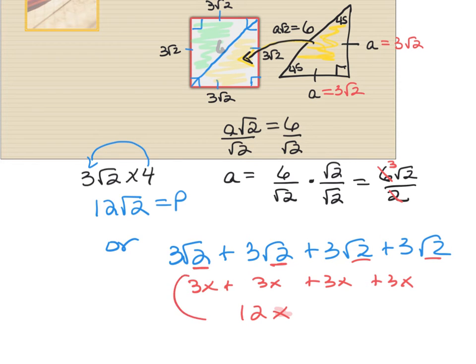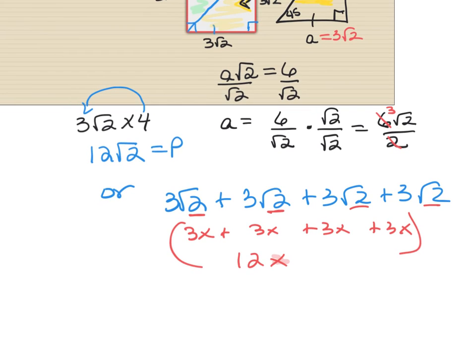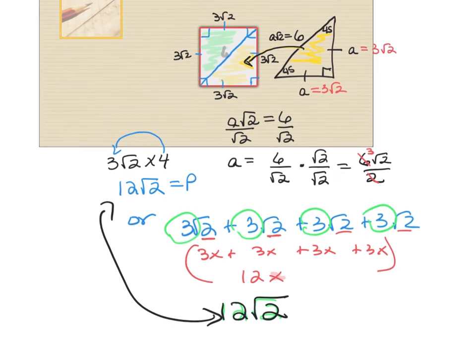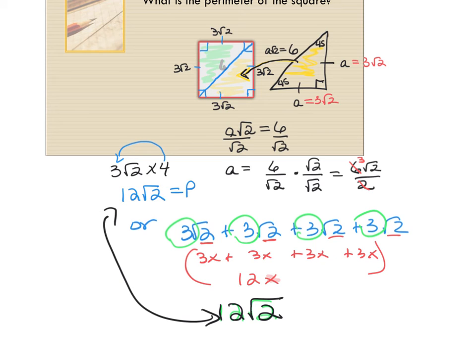So the final answer here, this was just an explanation of how to do it. When you add radicals, you're only adding like square roots, so you only add the outside numbers. So 3 plus 3 plus 3 plus 3 is 12 square root 2. So you can get the answer either by just multiplying one side by 4 or adding up all the sides. Generally when they give you a square question and they're telling you you're drawing in a diagonal, think that you're creating a 45, 45, 90 triangle.